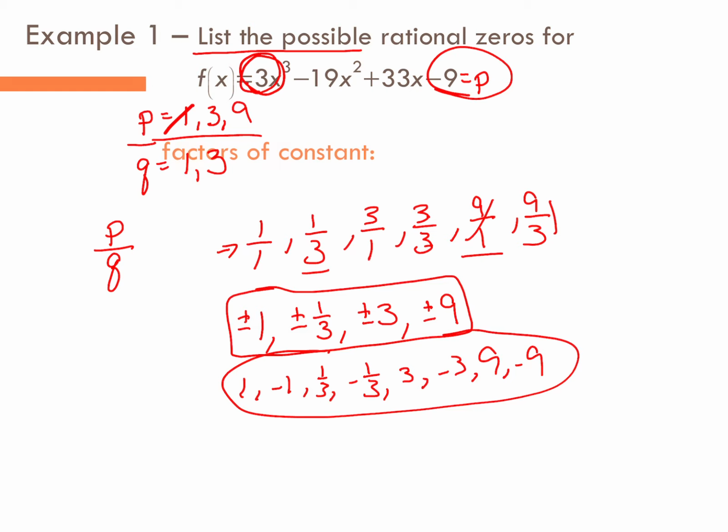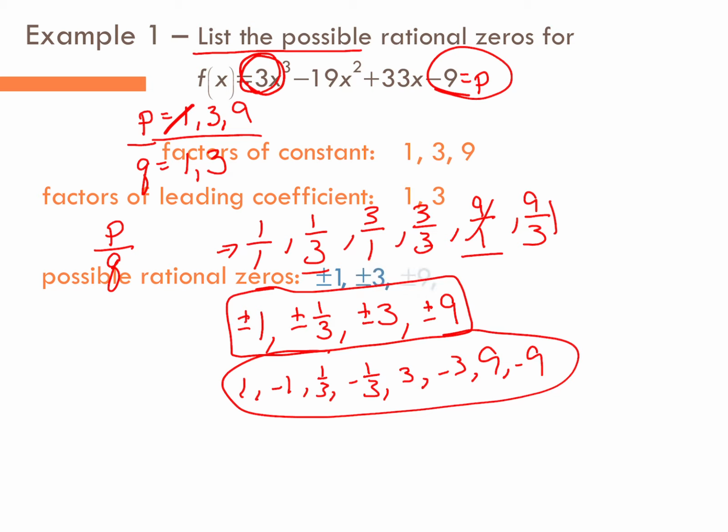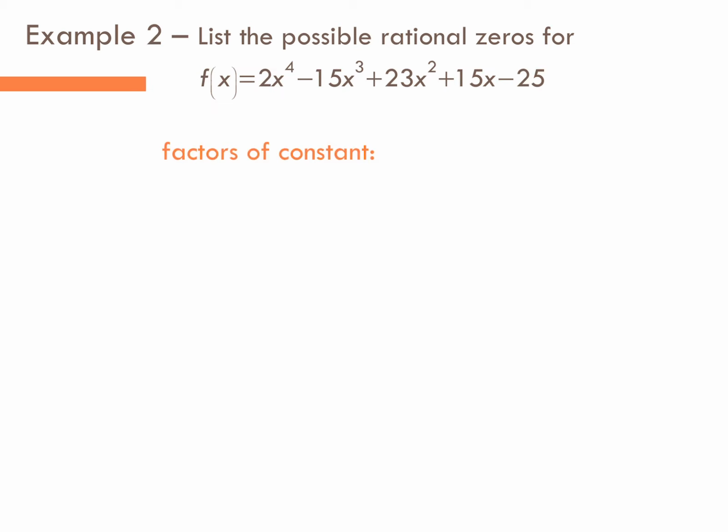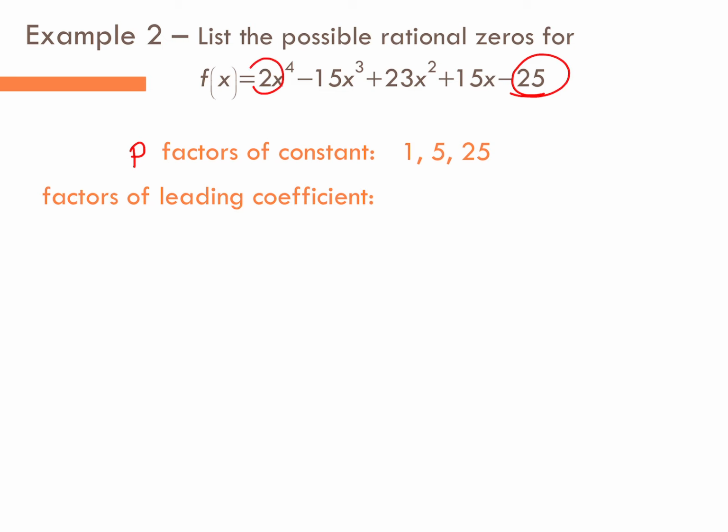Okay, let's look at another one. Let me go through all of this. Okay, so again, we need factors of our constant, so these would be our P values. Our constant is 25, so what goes into 25? 1 times 25, 5 times 5, so 1, 5, and 25. Factors of our leading coefficient, which is 2, would just be 1 and 2. So now you have to make your fractions. So start with the 1 right here. So I would have 1 over 1 and 1 over 2.